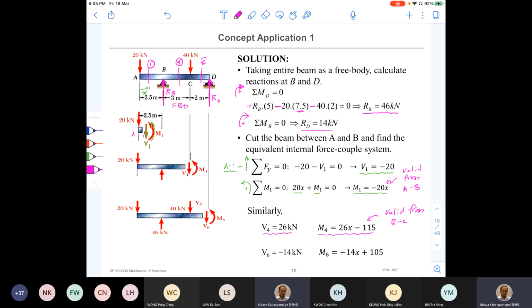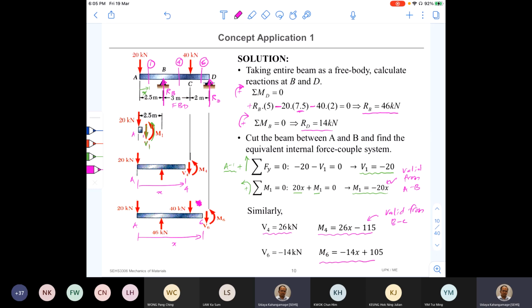Next I cut it at point 6 here. Cut this one off. And this is A, this is 6, and the distance to this point is x. And here also this is 4, this is A, right? And the distance from this to this point is x.